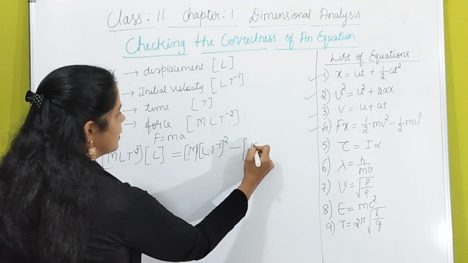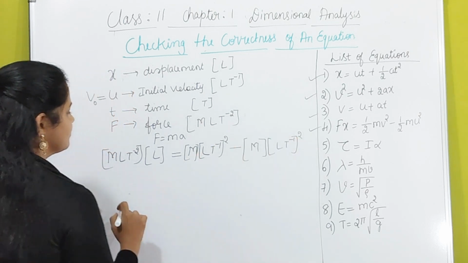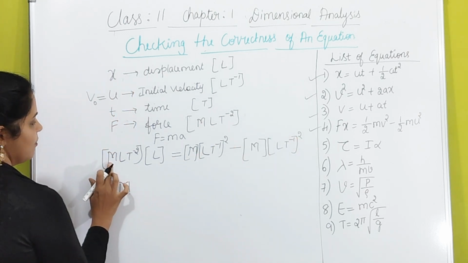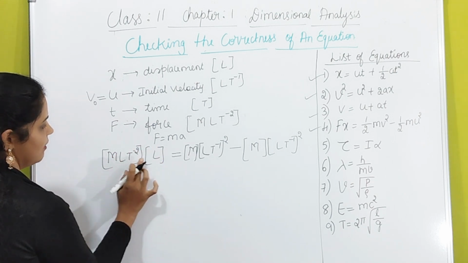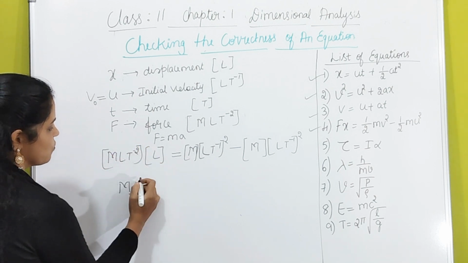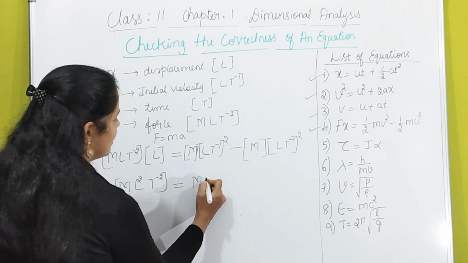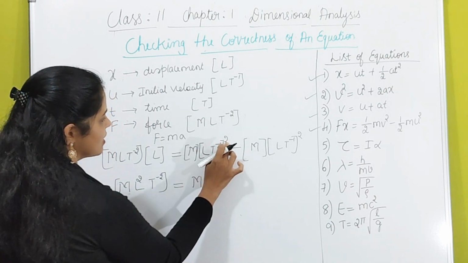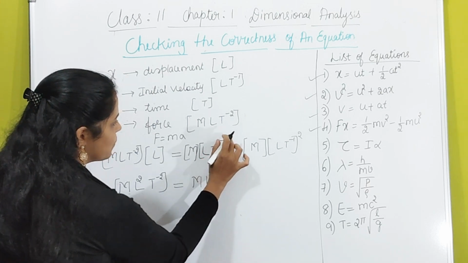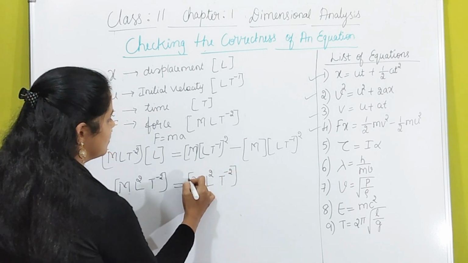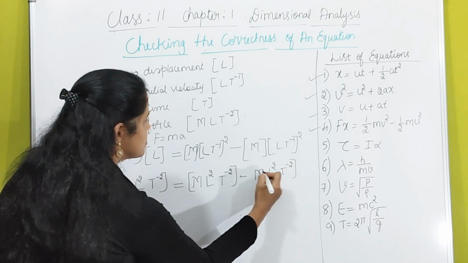Minus, again M, write as it is, u square is (LT minus 1) squared. Now write it together. M keep as it is, only one term. L, there are two, so multiplying L into L means you add the powers: 1 plus 1 is 2. T to the power minus 2. Similarly, M keep as it is. Since there is a power 2, for each term you write L square, t to the power minus 1 into 2, minus 2, minus M L to the power 2, t to the power minus 2.